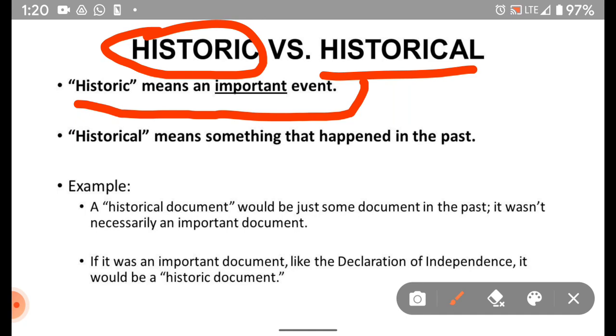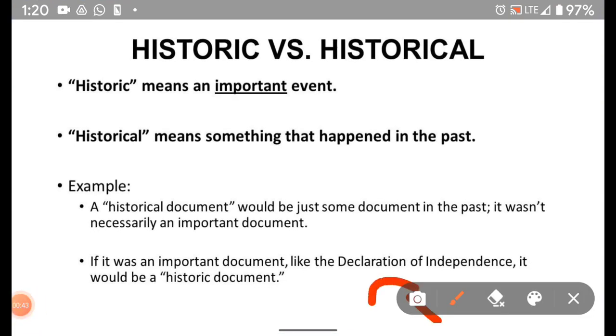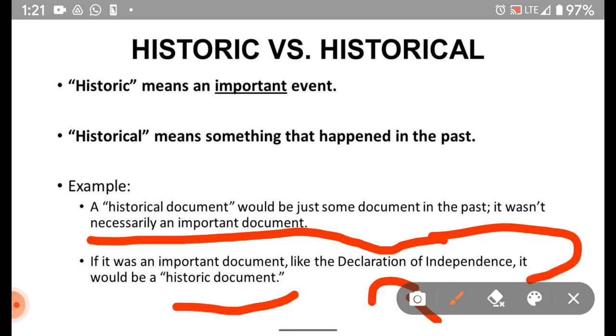Like it could also be an event of the future, okay, or it could be an event of the past. Mostly it's about the past, but it could also be about a future event. For example, if we talk about the US Declaration of Independence, here's the example. If it was an important event, or I mean a historic event, it would be like the Declaration of Independence. That was a historic document, okay.